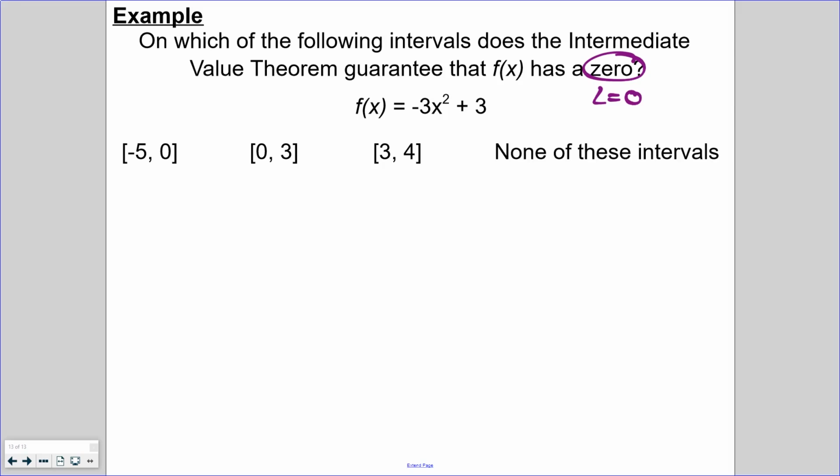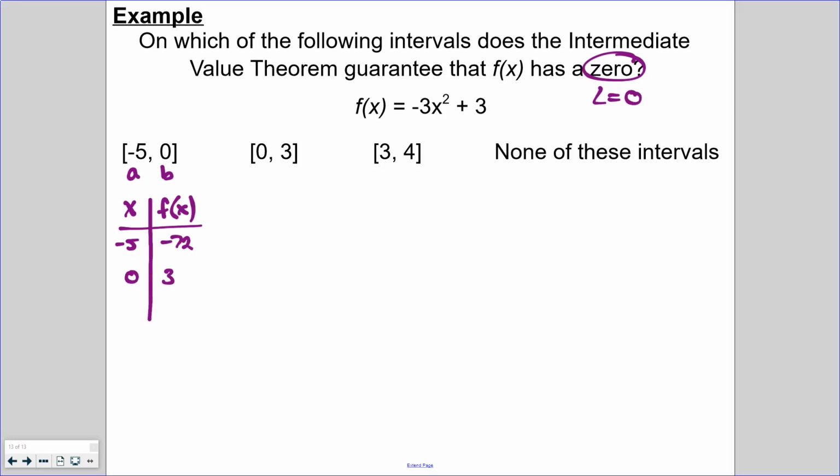So in our first interval, we can see that a is negative 5 and b is 0. So just like before, we can set up a chart, x and f of x, and we can plug both of these values in, so negative 5 and 0. Again, I'm going to use the graphing calculator to do the heavy lifting here. And when I plug in negative 5, I am going to get a negative 72. When I plug in 0, I'm going to get a 3.